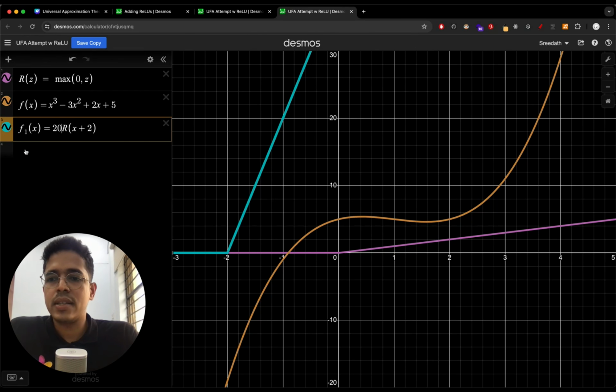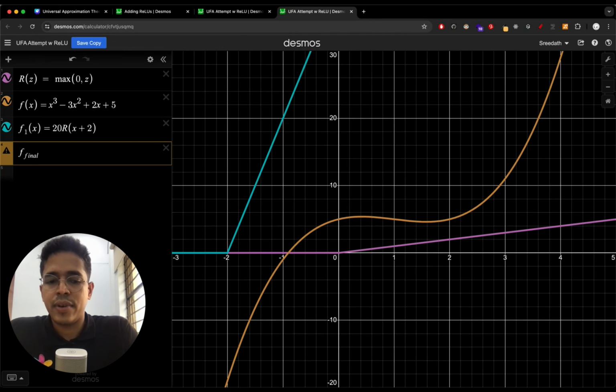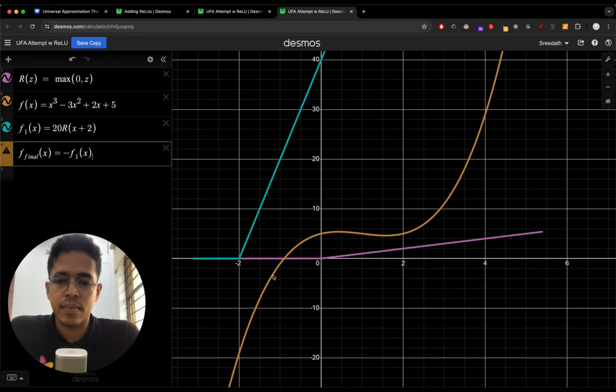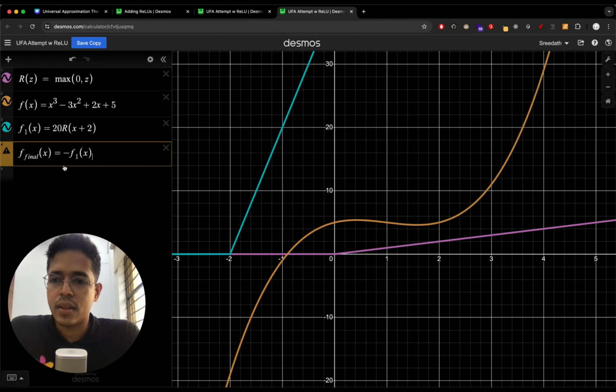So what I can do is define f final. So I'll just say f final of x equal to minus f1 of x. I'll tell you why we are doing this. So f final of x equal to minus f1 of x. I am not sure if this is being displayed right now because there are some empty spaces.